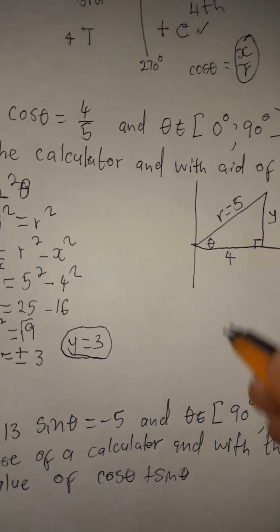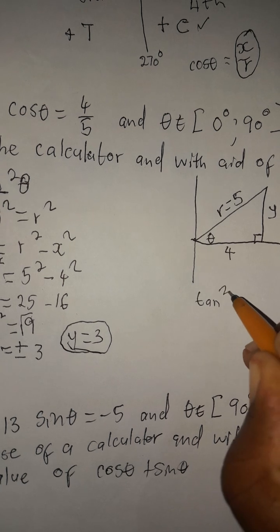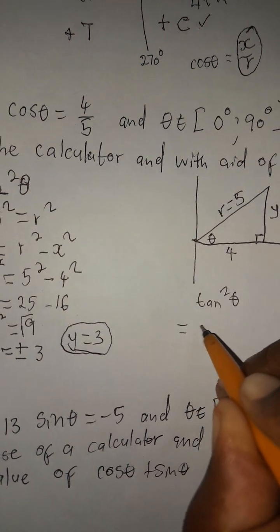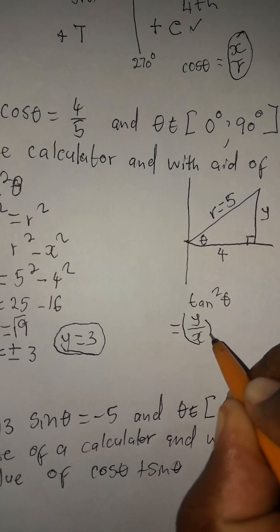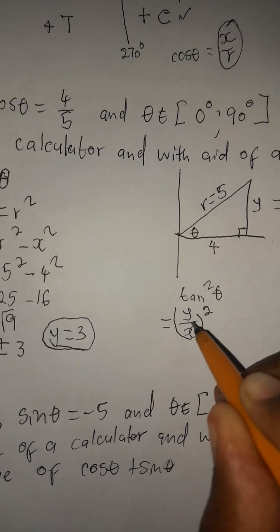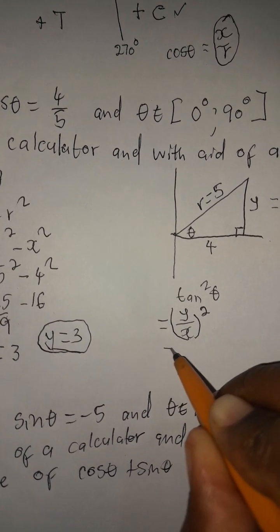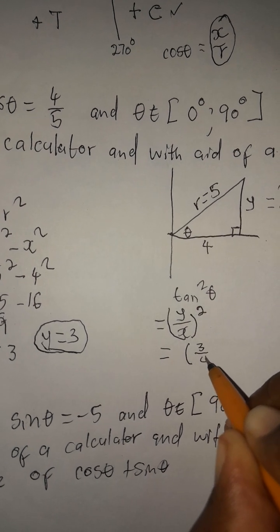Find the value of tan squared theta. For you to find the value of tan squared theta, remember tan squared theta is the same as saying y all over x. We are not looking for theta here, we are looking for the value of tan squared theta. So this is what you're going to do: y all over x. Where you see y, you're going to put 3, and where you see x, you're going to put 4.